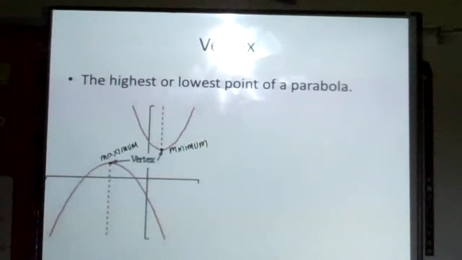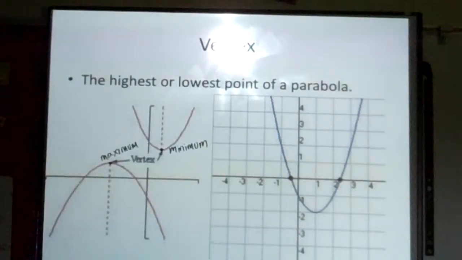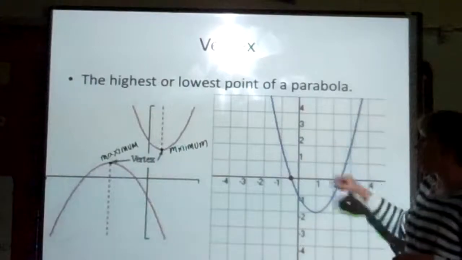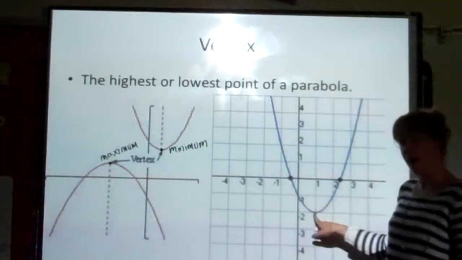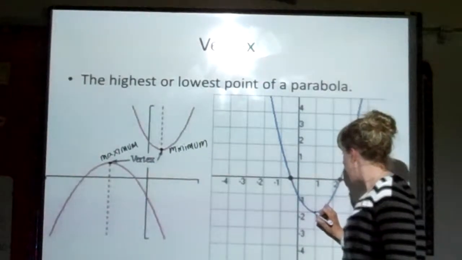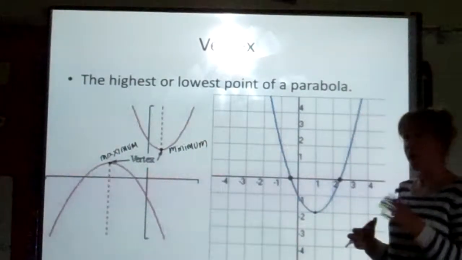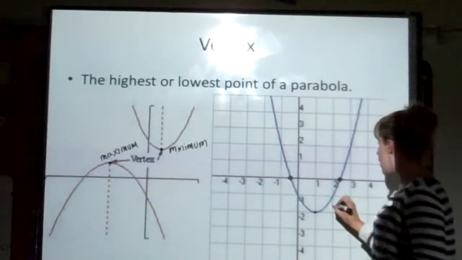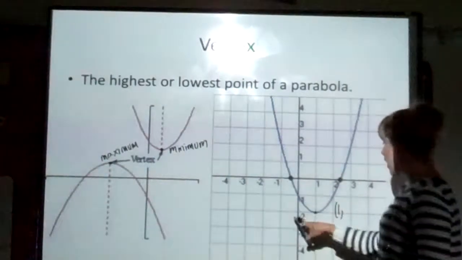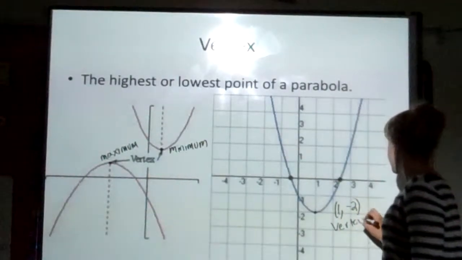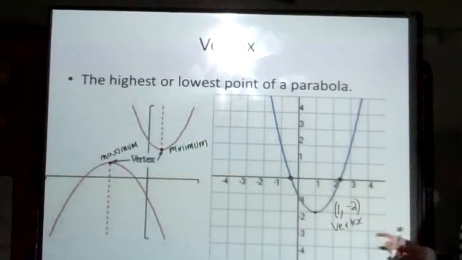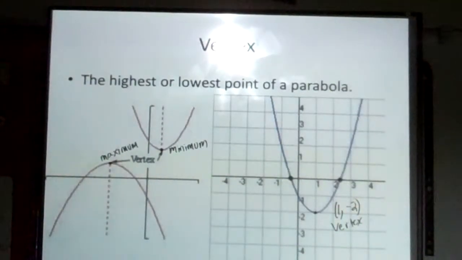Let's try an example to see if we can find the vertex of a parabola given its graph. Here's the graph of a parabola. And we see that the parabola is opening up, like this example here. So we know that the vertex is going to be located at the very bottom, right here. And we label the vertex as a point with x and y coordinates. In this case, x is 1 and the y is -2. So we would say that this is the vertex. 1, -2. There's your vertex.